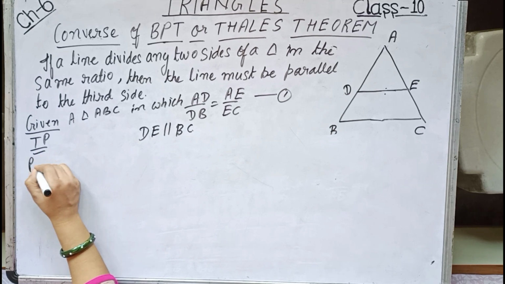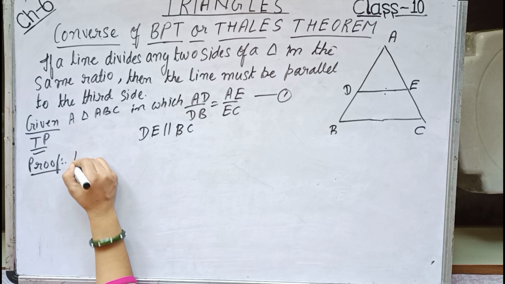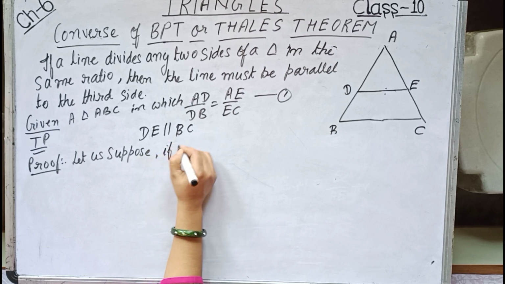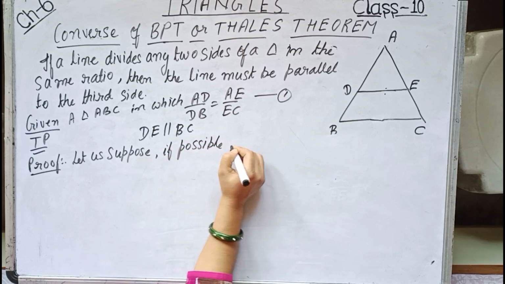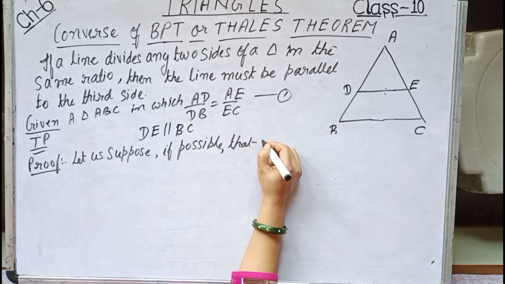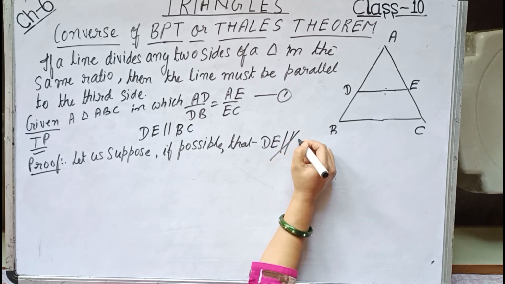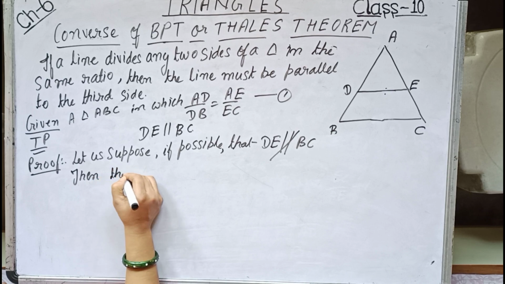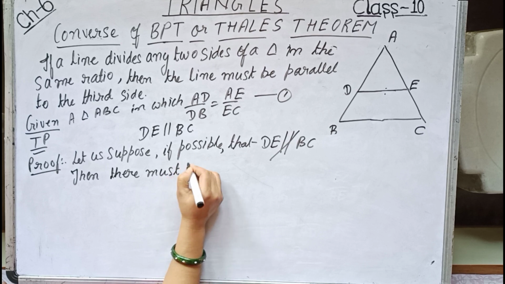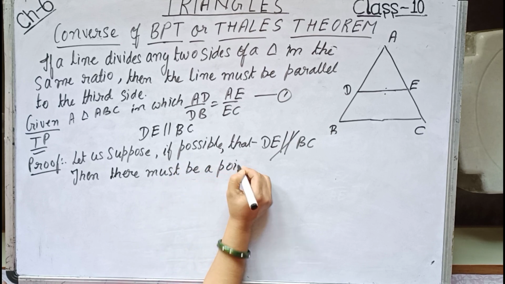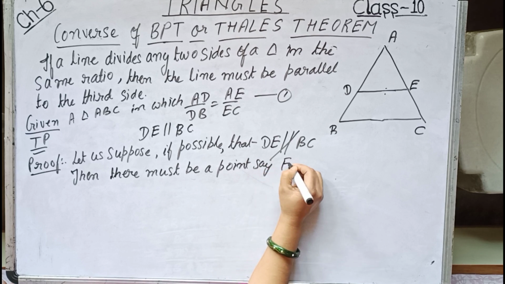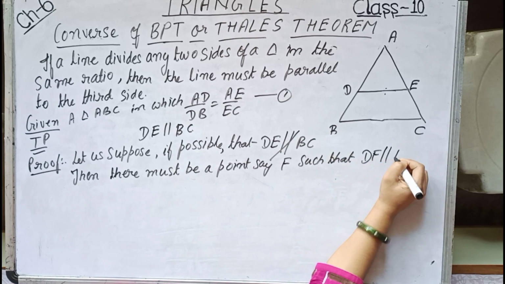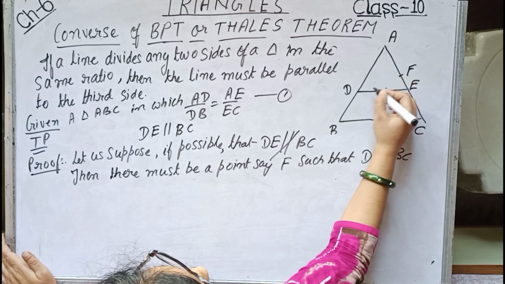Now, proof. Let us suppose, if possible, that DE is not parallel to BC, then there must be a point, say F, such that DF is parallel to BC. So let us make a point F.